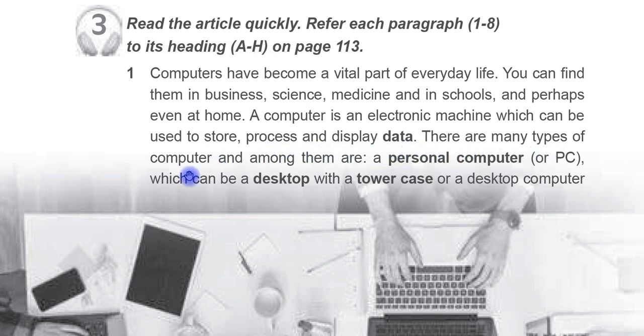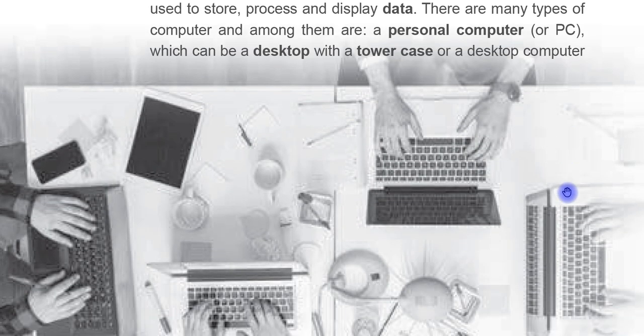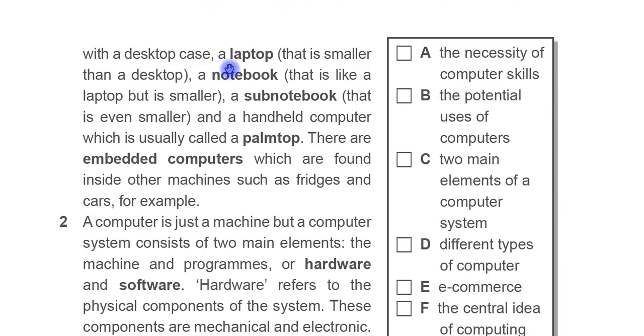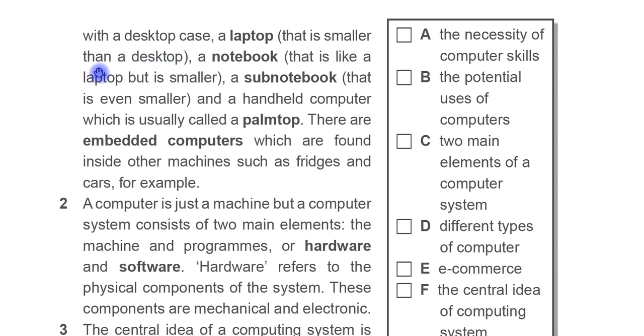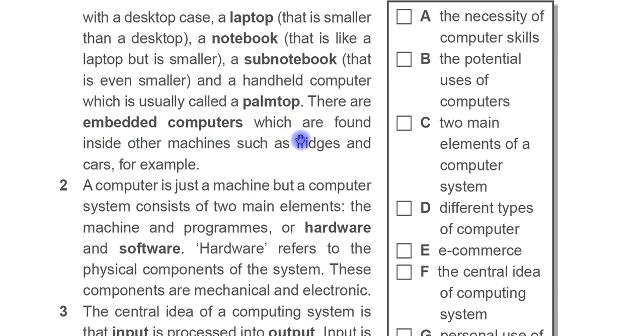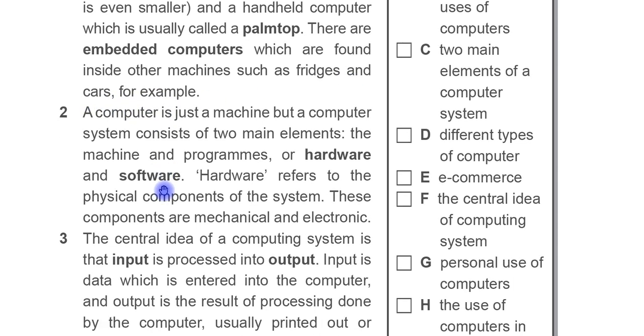There are many types of computer, and among them are a personal computer, or PC, which can be a desktop with a tower case or a desktop computer with a desktop case, a laptop that is smaller than a desktop, a notebook that is like a laptop but is smaller, a sub-notebook that is even smaller, and a handheld computer which is usually called a palm top. There are embedded computers which are found inside other machines such as fridges and cars, for example.